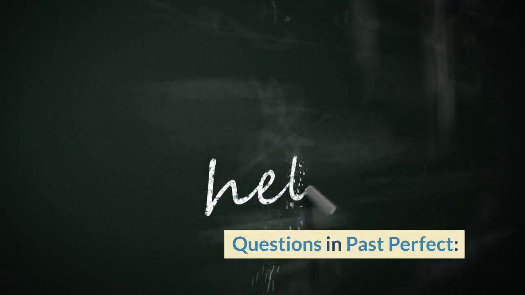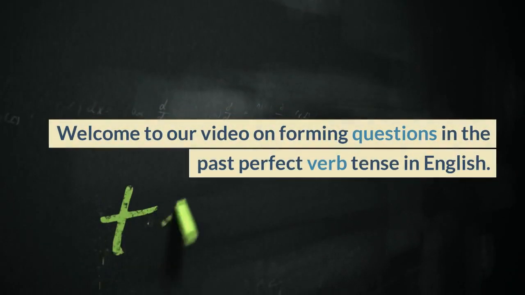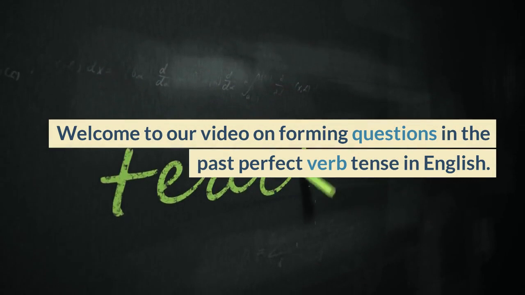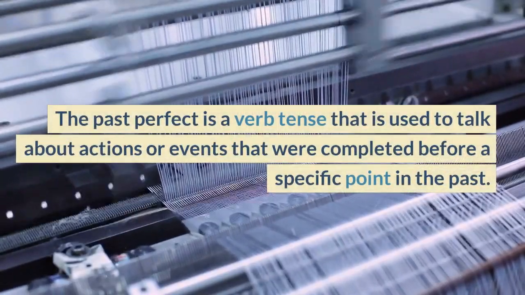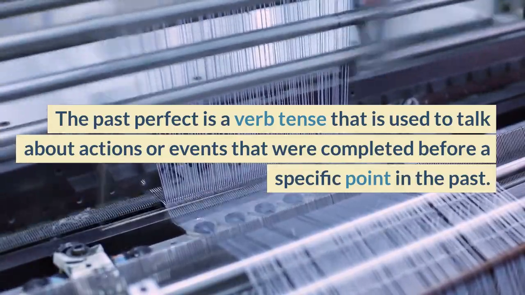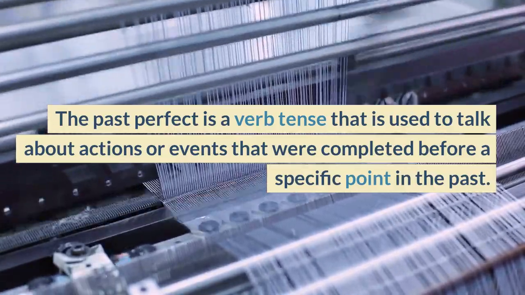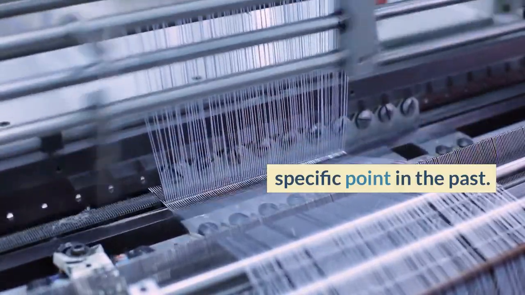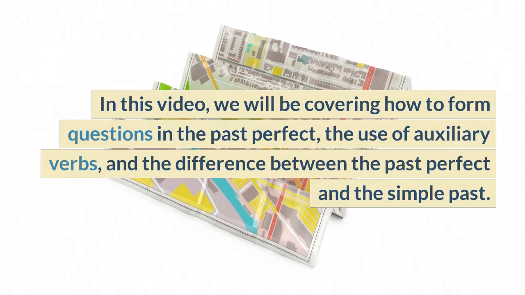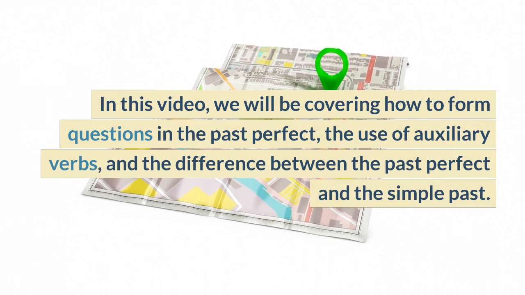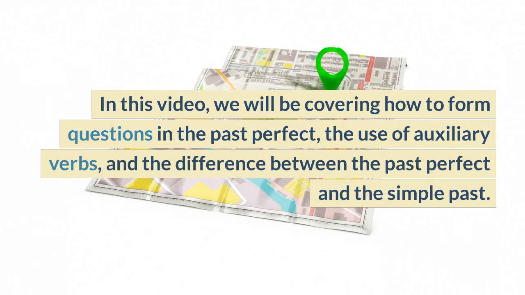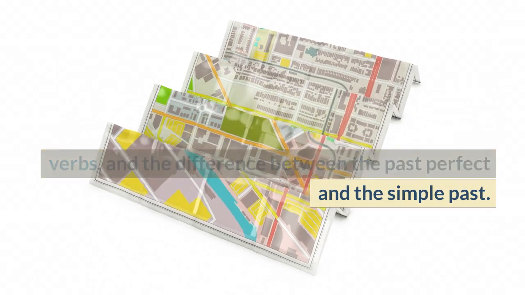Questions in past perfect. Welcome to our video on forming questions in the past perfect verb tense in English. The past perfect is a verb tense that is used to talk about actions or events that were completed before a specific point in the past. In this video, we will be covering how to form questions in the past perfect, the use of auxiliary verbs, and the difference between the past perfect and the simple past.